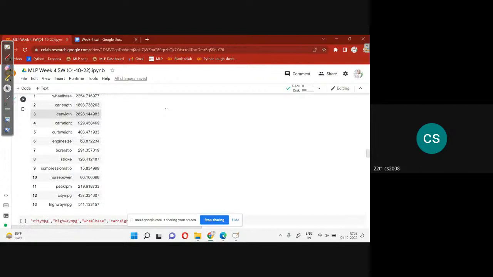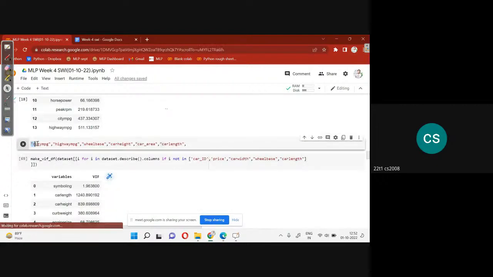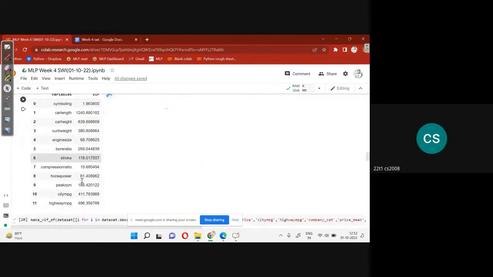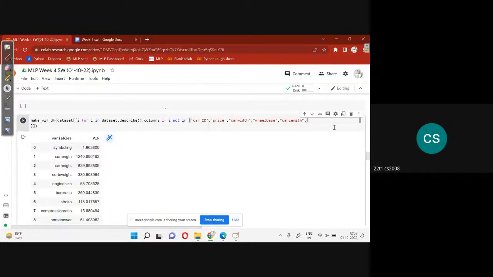So like this, you will remove all those columns which have higher VIF, and at the end you will keep only those columns which have VIF values less than 5 or 10. For this algorithm, we have taken the VIF value as 5 only. Sir, or 10? Yeah.